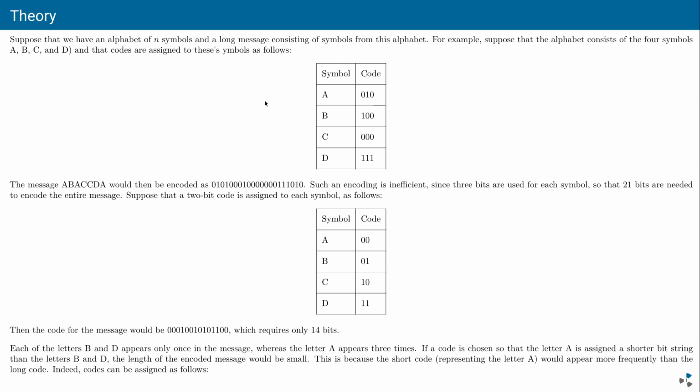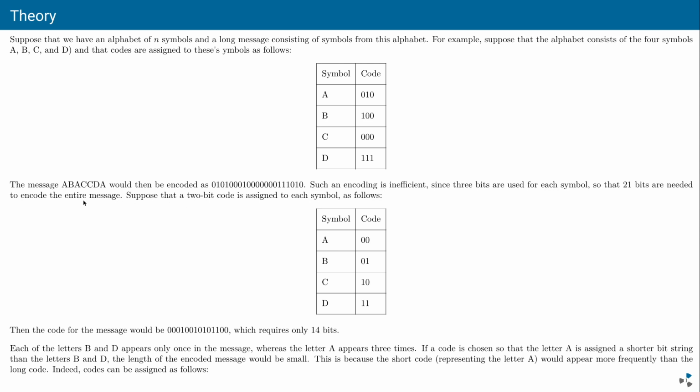We are converting to 0 and 1 simply because everything in the end has to be converted to 0 and 1, that is the voltage levels. Now, the problem with this encoding is that it is inefficient, because 3 bits were used for each symbol. Since these are 4 symbols, we can do with 2 bits. So we take a 2-bit representation for ABCD: 00, 01, 10, and 11. In this case, we will have 14 bits. But can we do better?